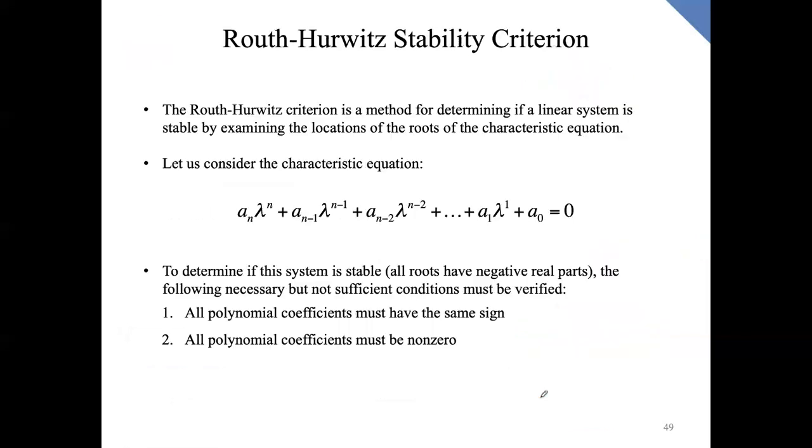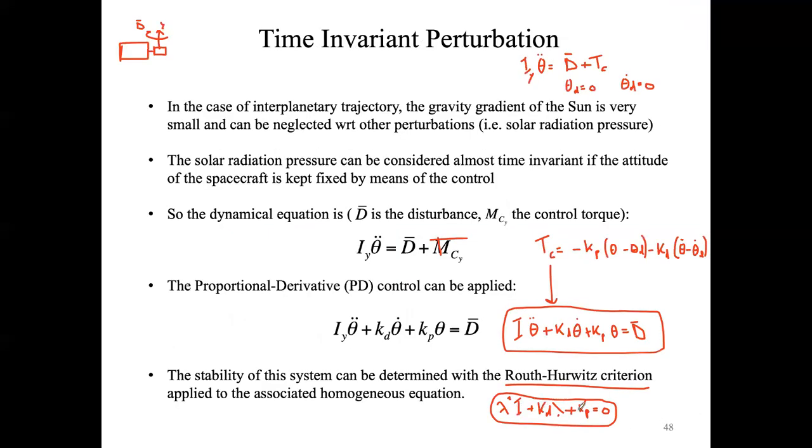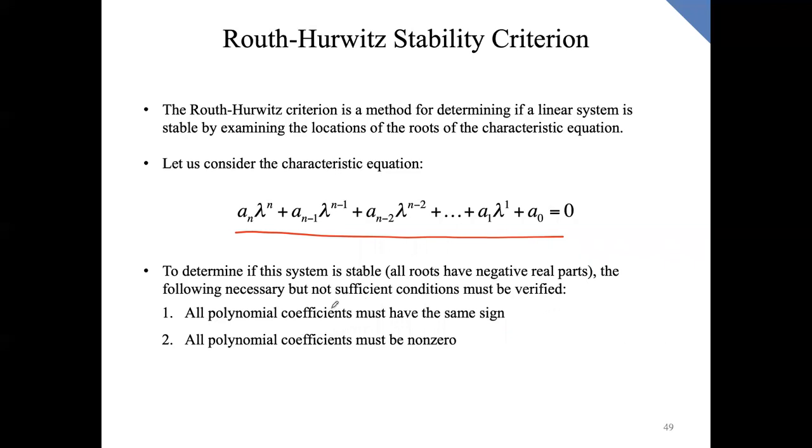The Routh-Hurwitz criterion gives you the conditions for this characteristic equation, which for our case is pretty simple. All polynomial coefficients must have the same sign, and all polynomial coefficients must be non-zero. So the coefficients here, which will be I, KD, and KP, have to have the same sign, so positive, because we know that the moment of inertia is positive, and non-zero. So we are not able to provide any KP and any KD equal to 0.